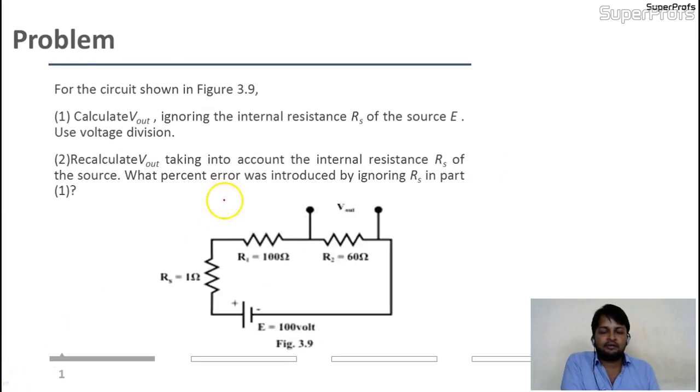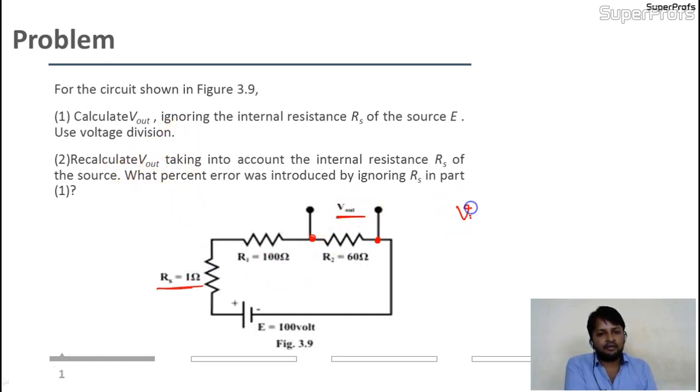Now come to the problem given here. They are saying, for the circuit shown in the figure, calculate Vout. Where is the Vout? Here. Vout is given across R2. Is it okay to you people? Now see, everything is given. The first condition is ignoring the terminal resistance RS. We have to ignore this RS of the source E and use the voltage division. Simply they are saying voltage division.